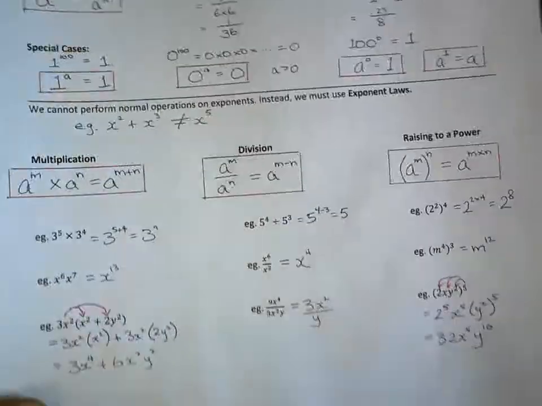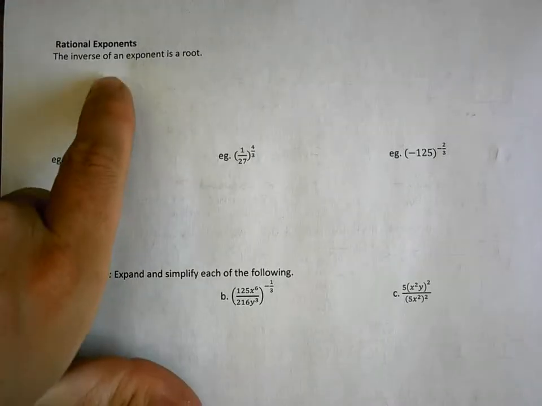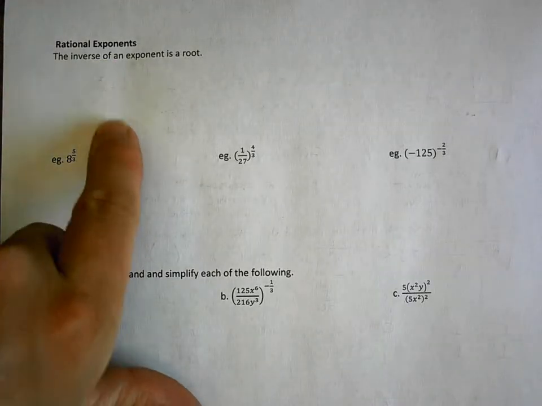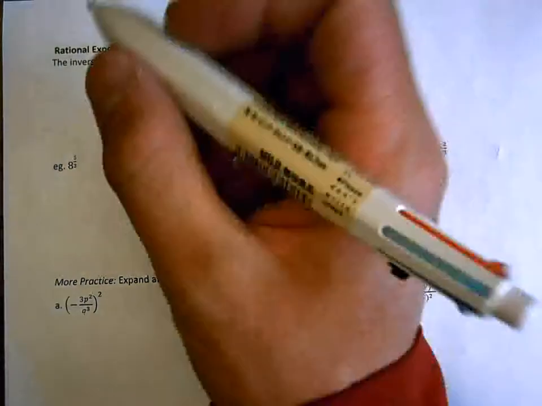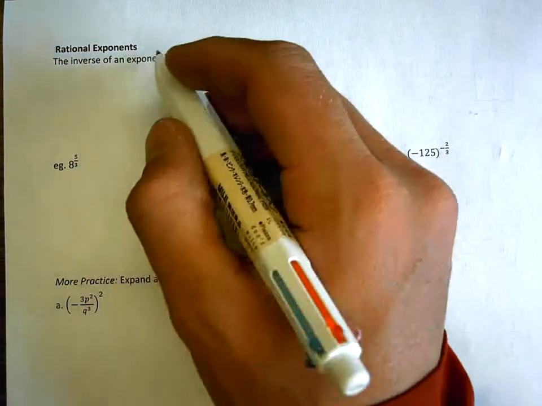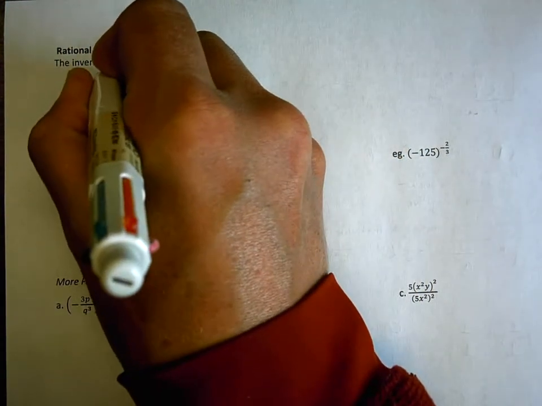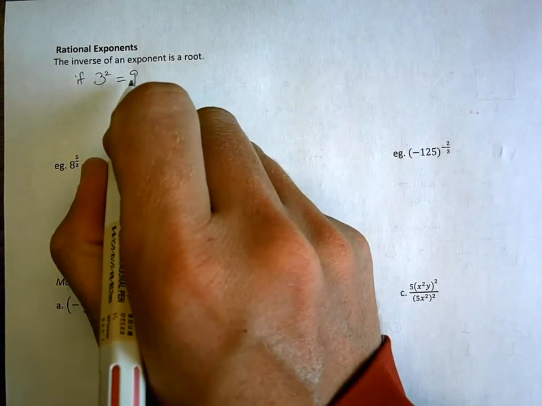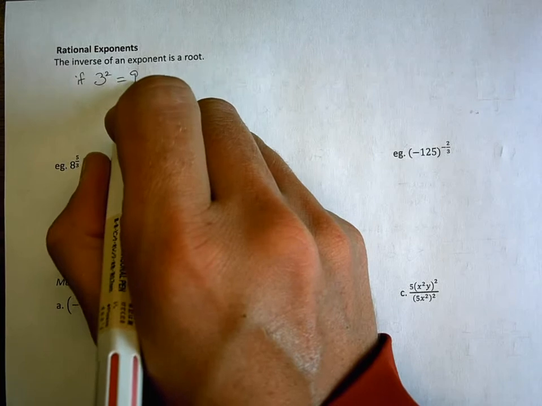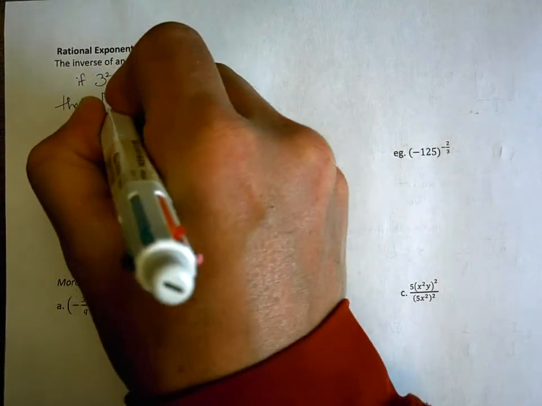Okay, let's turn the page, and we'll finish. Before we do some more difficult practice, the last thing we would have learned sometime last year were rational exponents. And the rational exponent basically revolves around the inverse of an exponent, or a root. So for example, if I have 3 squared, that gives me 9. Well, the inverse would be taking the root of 9 to get 3. So the square root of 9 gives me 3.